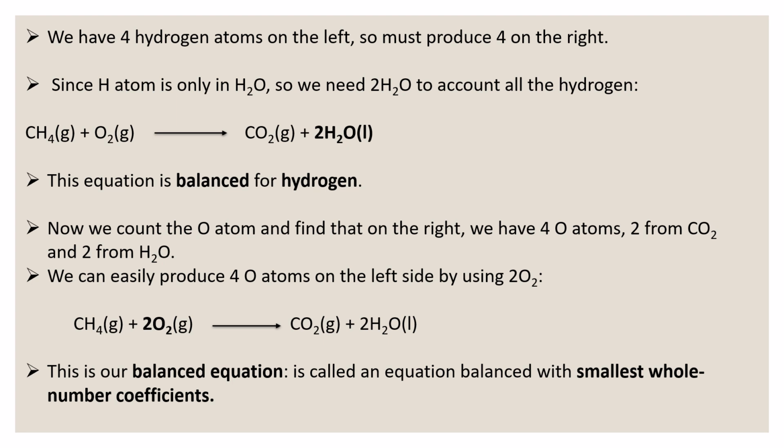Now we count the oxygen atoms and find that on the right we have 4 oxygen atoms, 2 from carbon dioxide and 2 from H2O. We can easily produce 4 oxygen atoms on the left side by using 2O2. And now our equation will be CH4 plus 2O2, arrow, CO2 plus 2H2O. And this is our balanced equation, meaning an equation balanced with the smallest whole number coefficients.